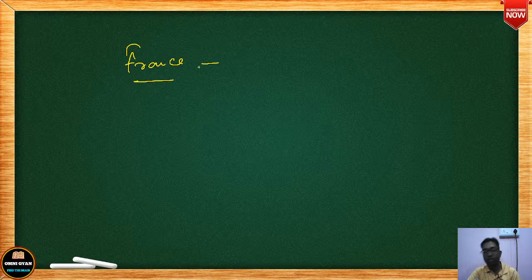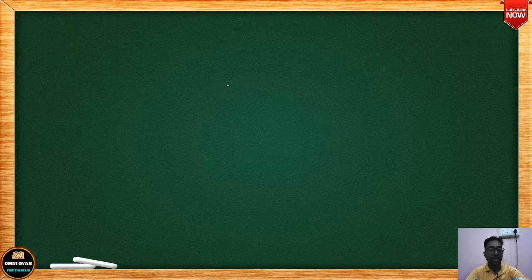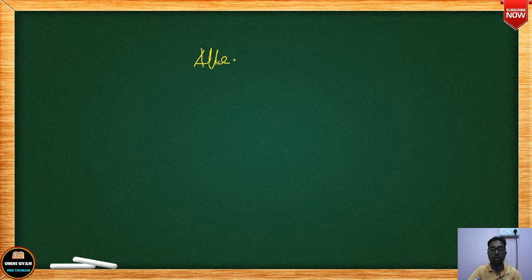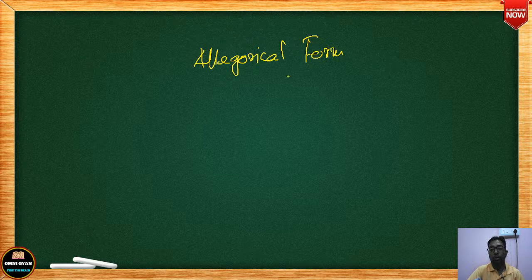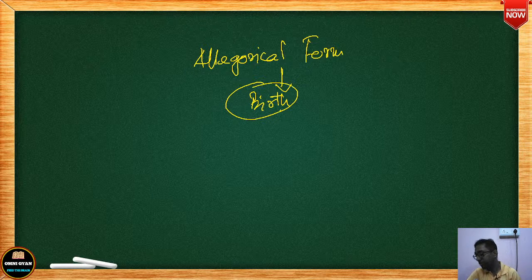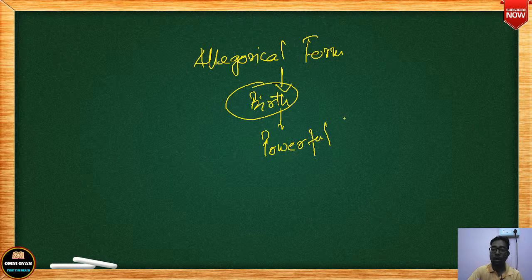Allegorical representation मतलब देखिए, I would like to tell you why this concept arose, that women should be an allegorical form of a nation. The basic thing is that women have the power of giving birth. So they have this special power, and women are considered a very powerful, divine being.